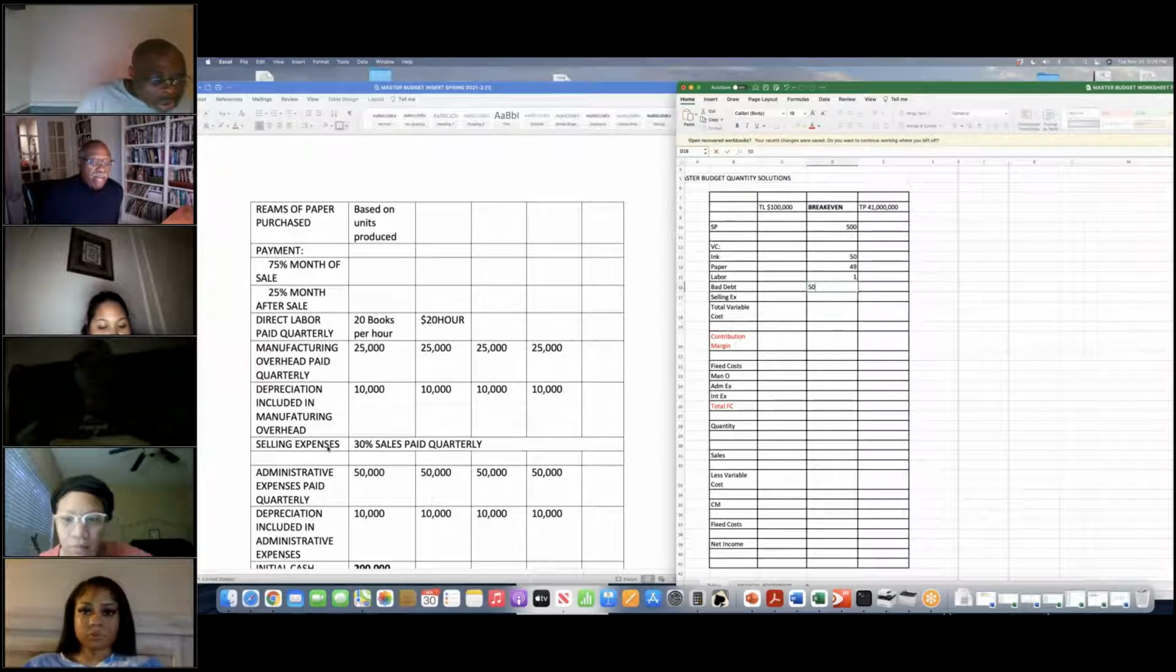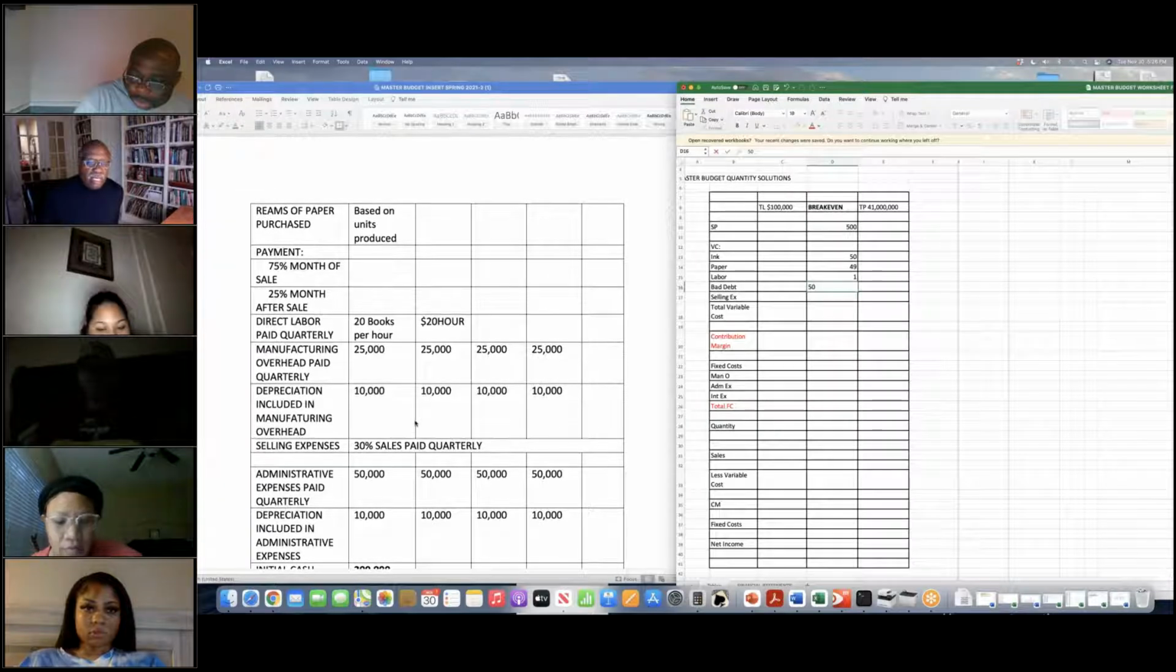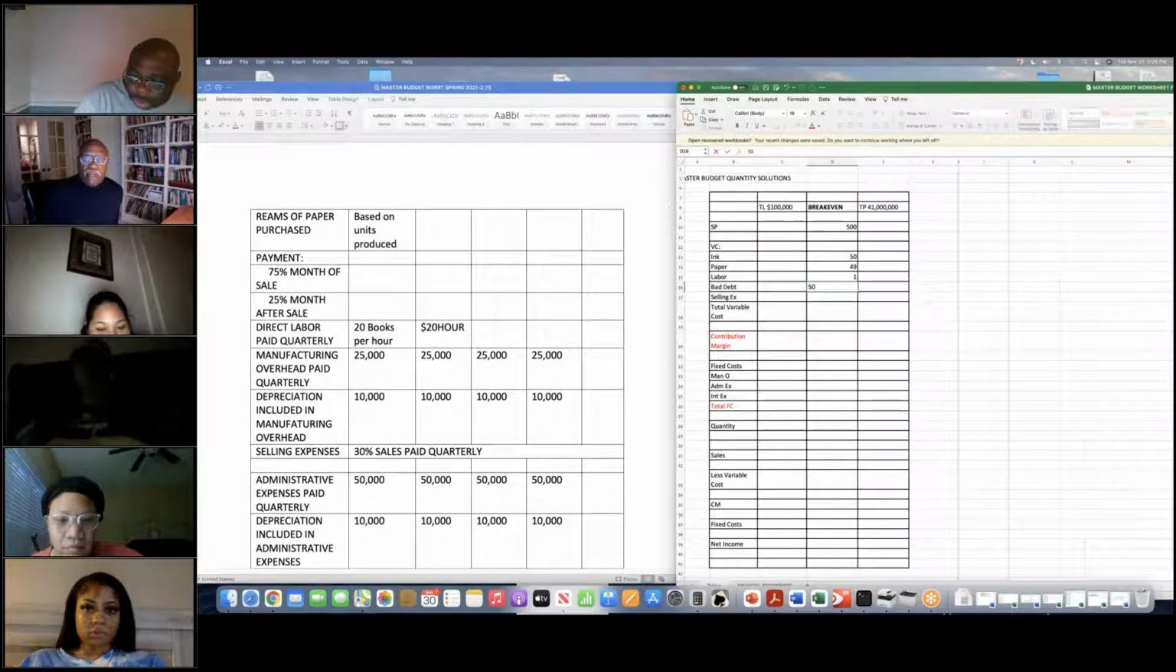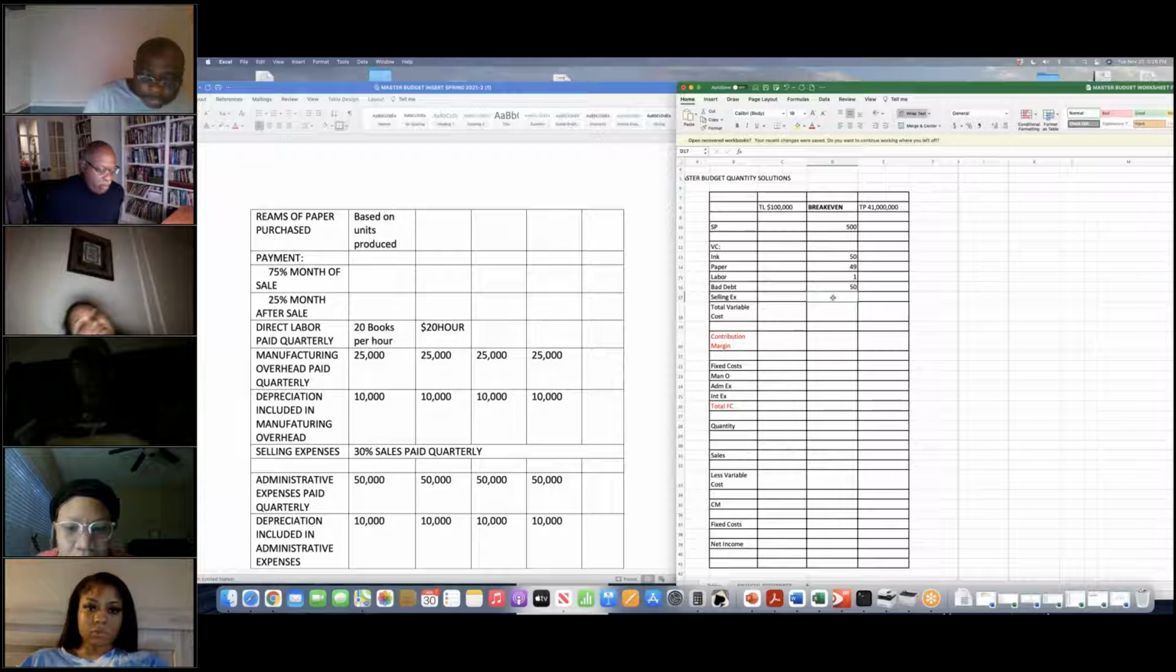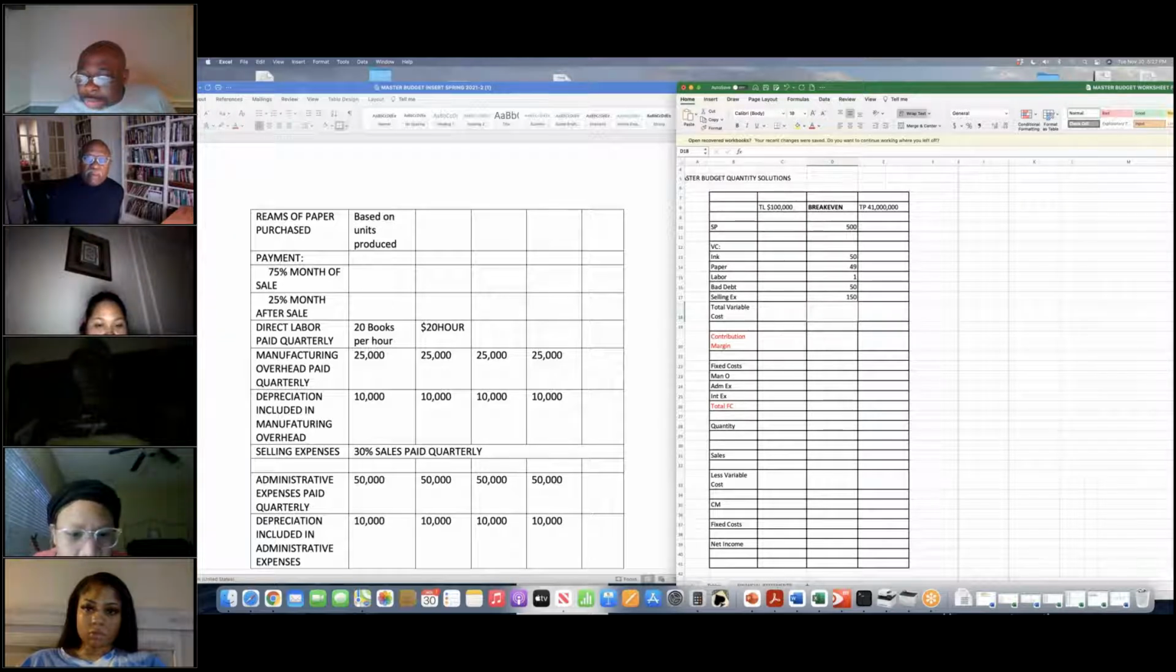And finally, we need to come up with our selling expense. We're saying we're paying 30% of selling price quarterly for selling expenses. So we simply take 30% of what? The selling price of 500, and get 150. And so the total variable cost should be 300.